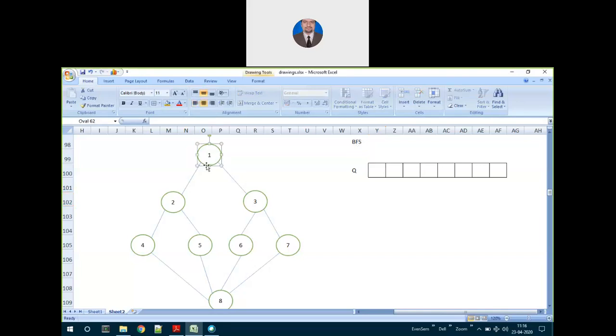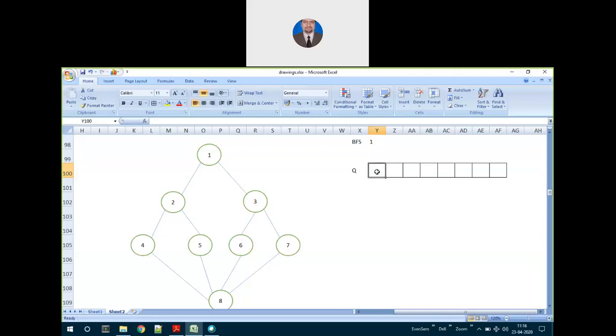Since I am visiting this particular vertex 1, I will write that 1 in the BFS search, that I am visiting 1 first. At the same time, I will make use of one queue. Now this queue is what? It is a queue data structure, wherein the insertion takes place at the rear end and deletion takes place at the front end. I believe that you know the concept of queue here.